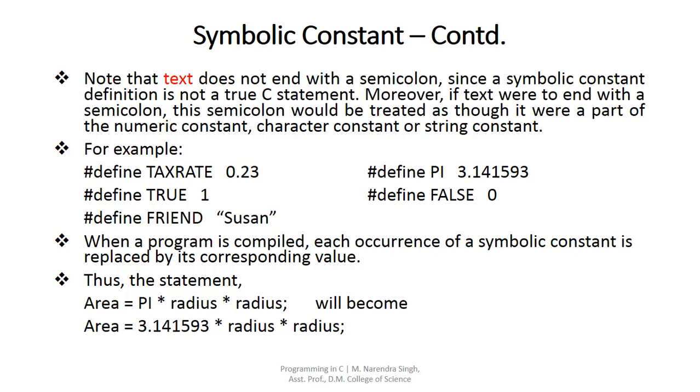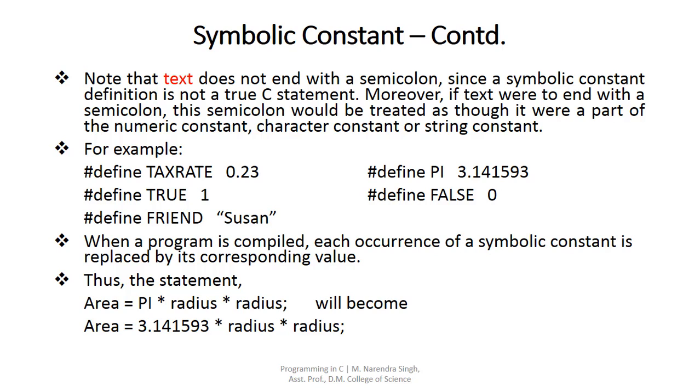For example, #define TAXRATE 0.23. This statement is defining a symbolic constant called TAXRATE, and it represents the numeric constant 0.23. Here, we don't put a semicolon at the end of this statement because define statement is not a true C statement. If we put a semicolon at the end of 0.23, then that semicolon will be treated as a part of 0.23.